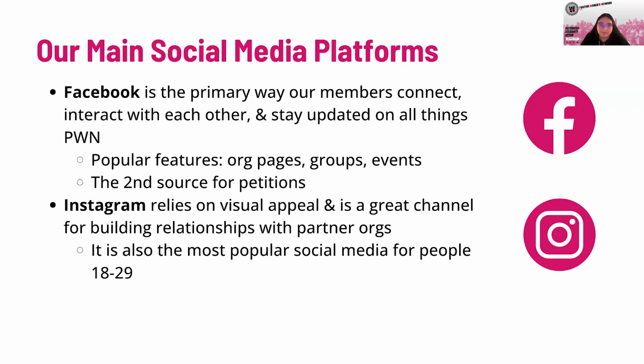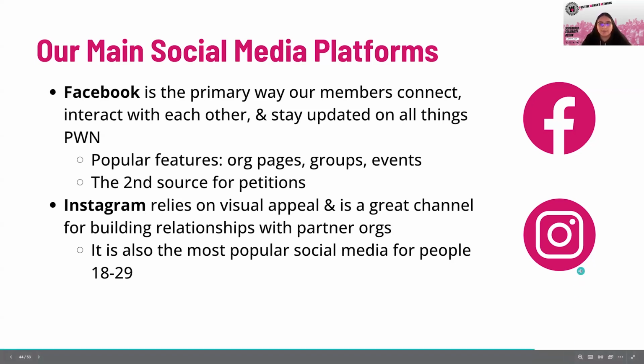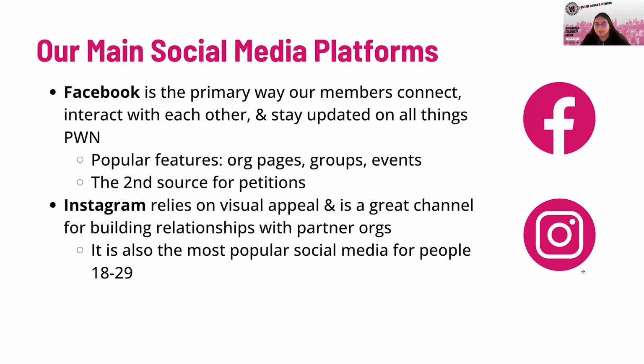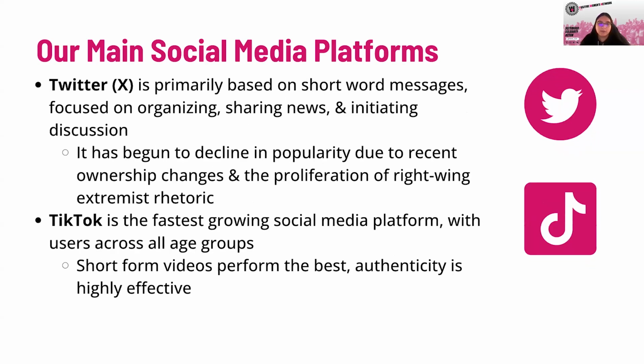Some of the popular and unique features about Facebook is that they have organizational pages like we have for PWN. They have groups like we have for our chapters, and you can also create events with details and links for people to register. Instagram relies on visual appeal. It's also been a really great channel for us to build relationships with partner organizations, to connect with each other. And it is also the most popular social media platform for people aged 18 to 29. So if you want to reach out to a lot of younger folks to get out the vote, for example, or you want to collaborate or build relationships with partners, Instagram has been for PWN the best place to do so. You can go to the next one.